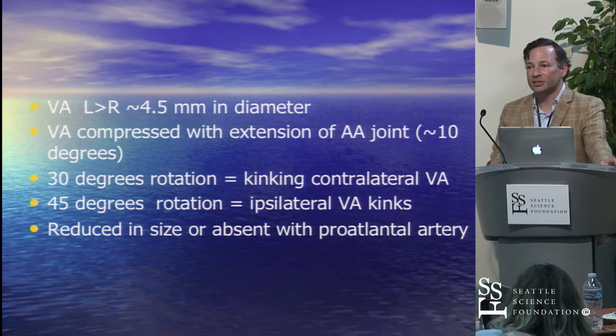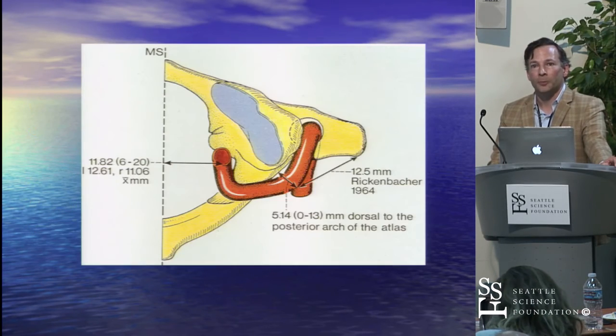It can be compressed with extension of the AA joint, the atlantoaxial joint. And at about 30 degrees of rotation, you're going to kink the contralateral vertebral artery, whereas at 45 degrees, you're going to kink the ipsilateral vertebral artery. The vertebral artery can be smaller in size if you do have a known proatlantal vessel. An interesting measurement, from the midline to when you're going to come upon the vertebral artery laterally, is about 20 millimeters. It's variable and also based on size, but that's a good number to carry around in your pocket.